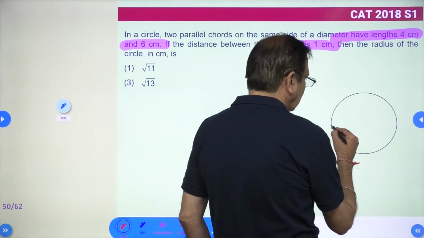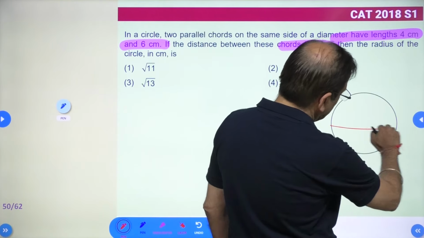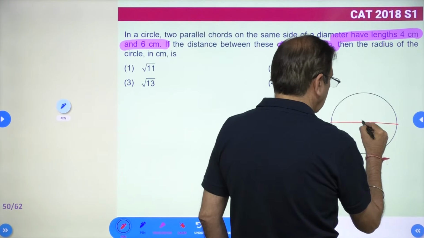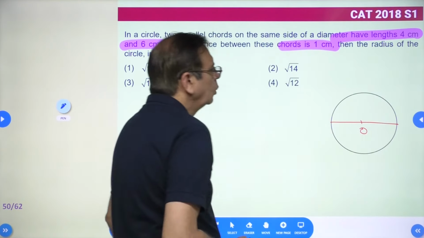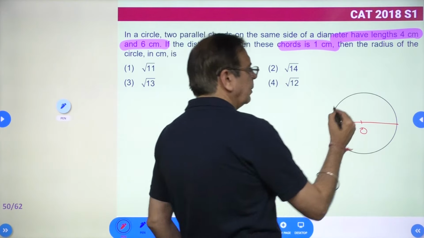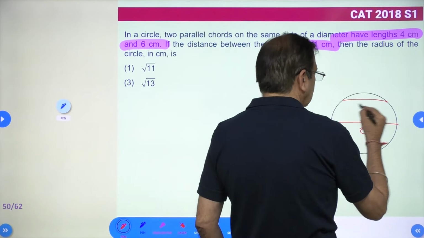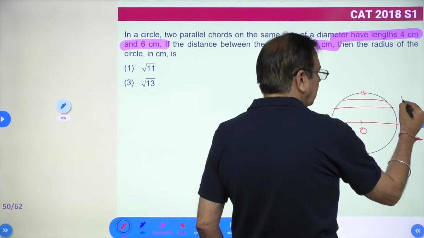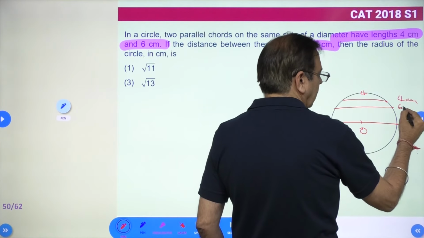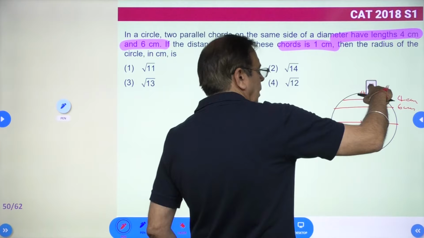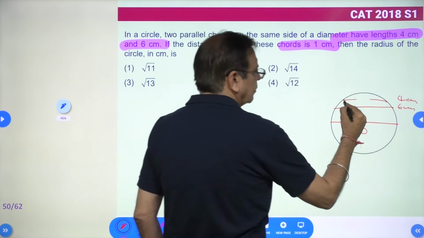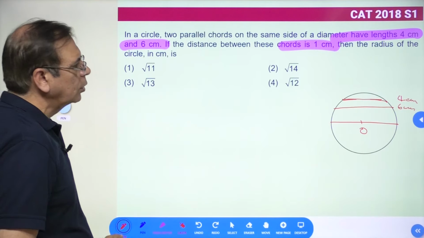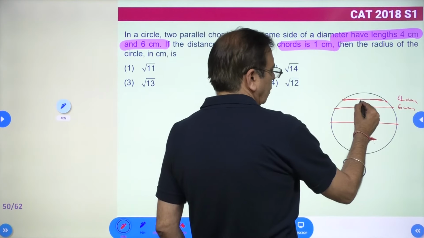So this is my diameter. Let me assume, I'll move it a bit up. Okay. This is the center O. Two parallel chords on the same side of the diameter. So let's say this is one and this is the other one. So this is 4 centimeters and the other one is 6 centimeters. Distance between these two chords is 1 centimeter.